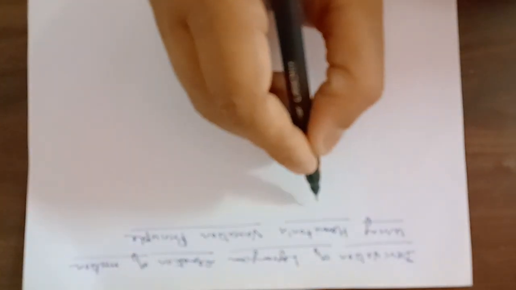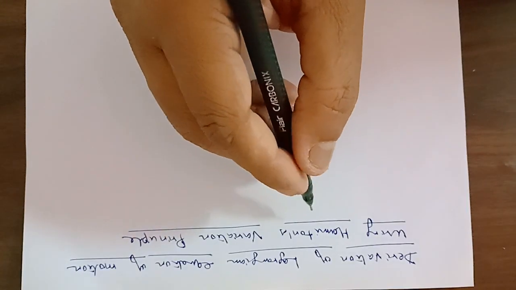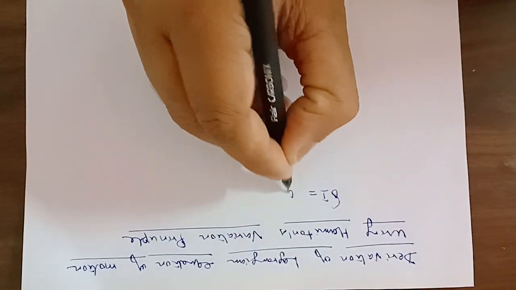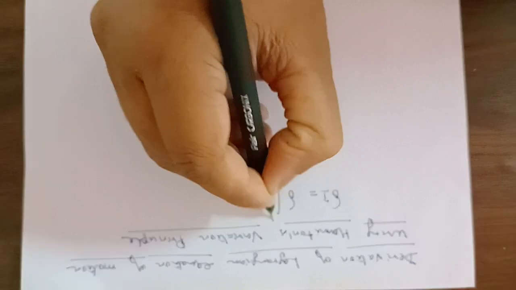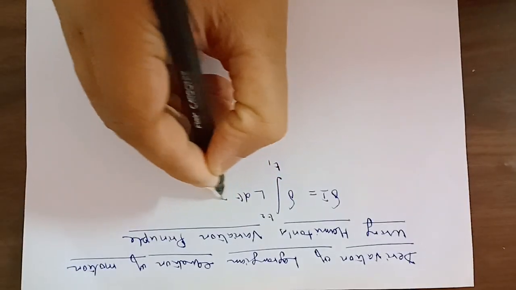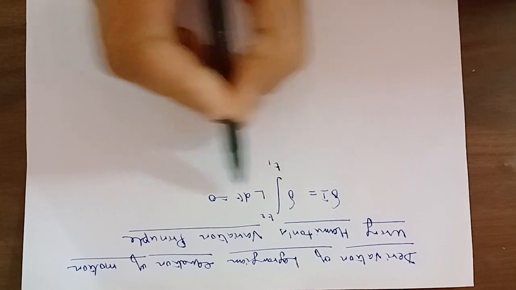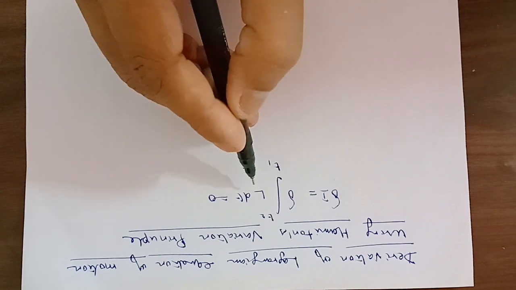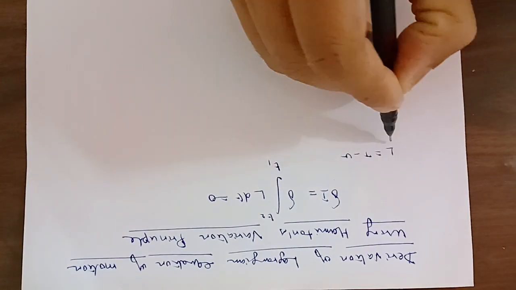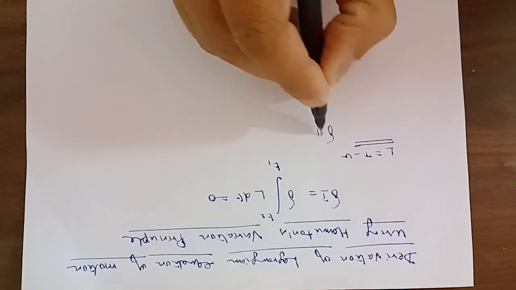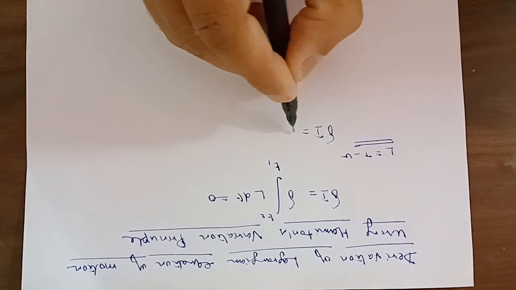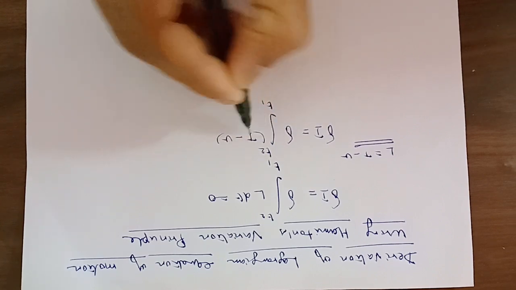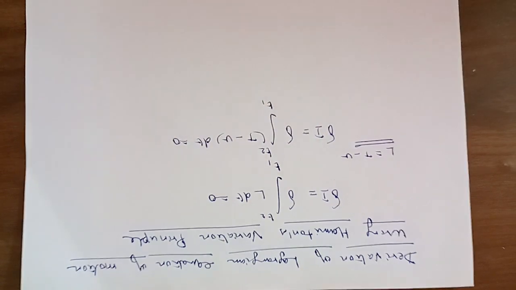And we know the mathematical definition for variational principle. What is that? Delta I, that is equal to delta of integral t1 to t2 L dt equal to 0. This is the mathematical expression for variational principle. We know that L is the Lagrangian. L is nothing but T minus V. Therefore, instead of L, we may write delta I equal to delta of integral t1 to t2 (T minus V) dt equal to 0.